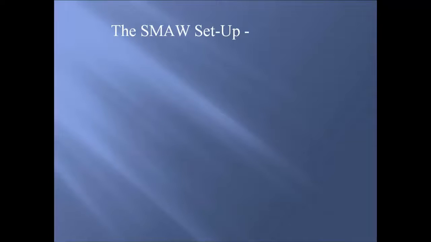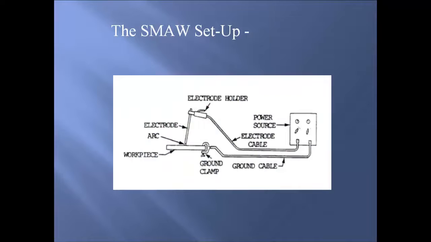The SMAW setup. Here we'll take a look at the basic setup for the SMA process. Starting from right to left in this diagram, you view the power source. It can be either AC or DC. Then notice the two welding leads, one for the stinger and one for the ground clamp. The stinger holds the electrode, and as long as the electrode doesn't touch the workpiece, there will be no arc flash. When the two finally touch, there will be an arc that creates the heat to melt the metals into one.